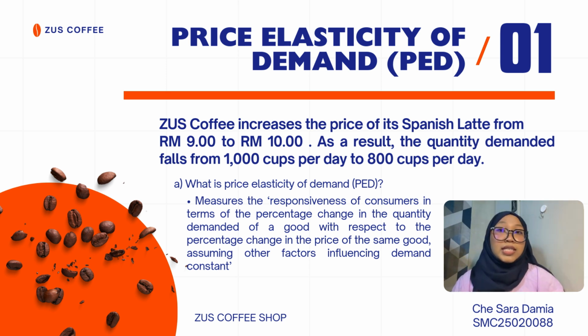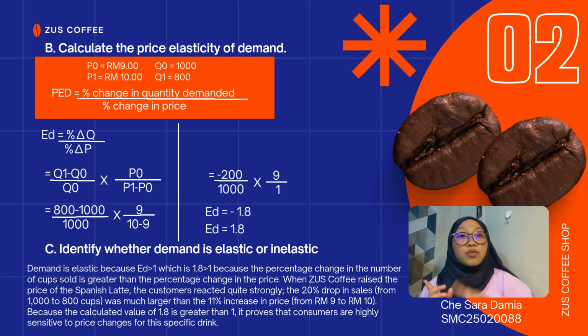The first question is, what is the price elasticity of demand, PED? PED measures the responsiveness of consumers in terms of the percentage change in the quantity demanded of a good with respect to the percentage change in the price of the same good, assuming other factors influencing demand are constant. Now, let's move on to the second question, which is to calculate the price elasticity of demand.